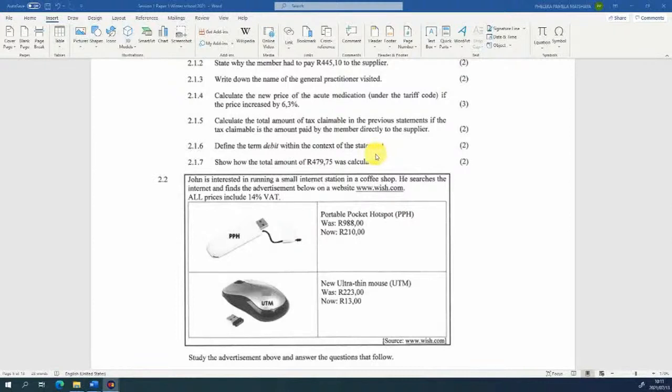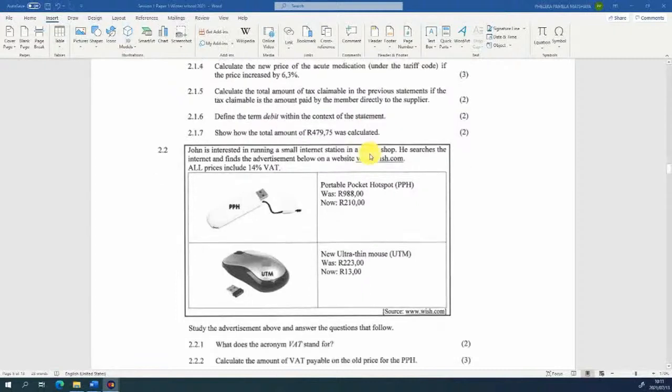Number 2.1.6, again a concept. This is again another financial concept like I mentioned earlier. You need to familiarize yourself with understanding financial concepts. Define the term debit within the context of the statement. What does debit mean within the story? What do we understand by debit?